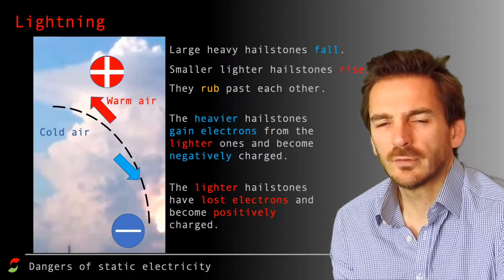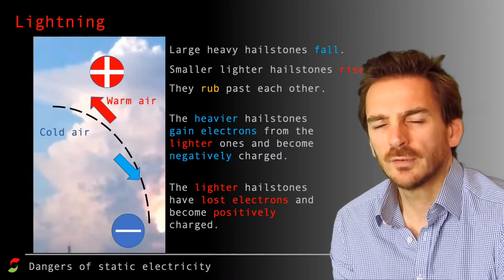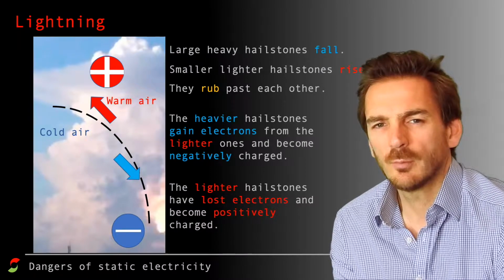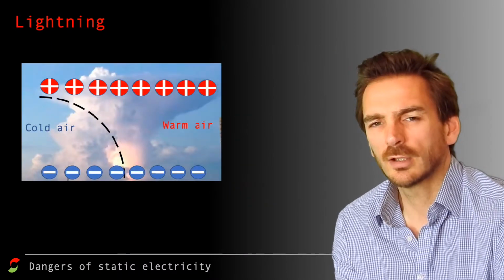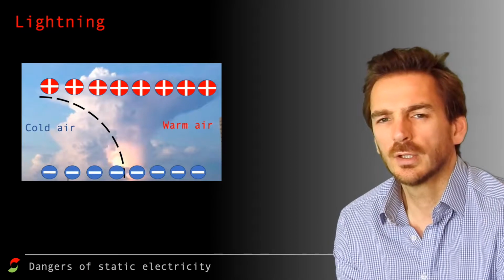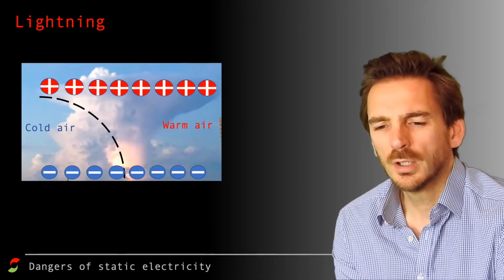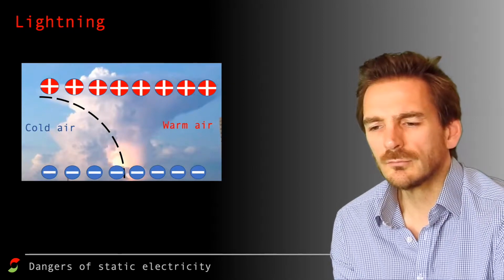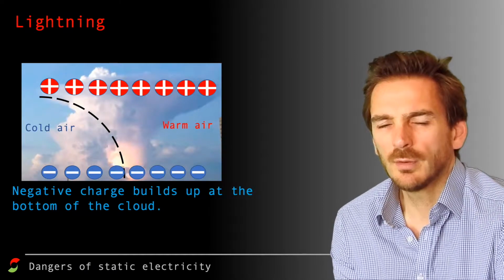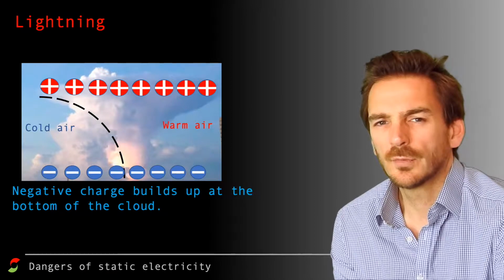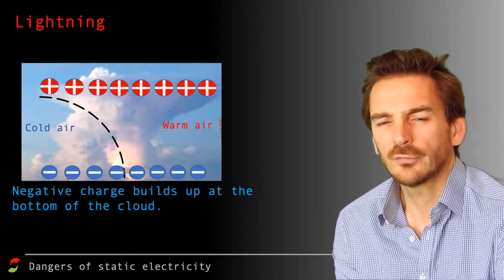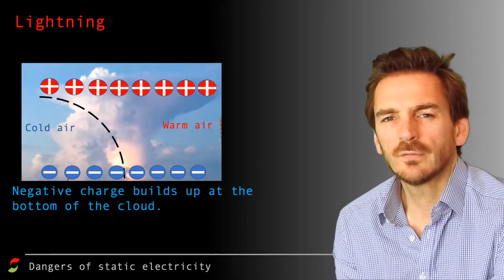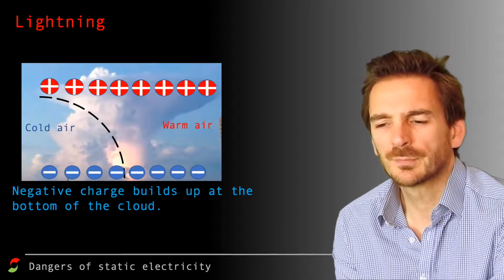What's going to happen is that we're going to end up getting a very, very clear distribution of charge at the bottom and at the top of the cloud. If we take a look at that cloud as a whole, you can see that in this diagram. Over time, negative charge will build up at the bottom, and that will increase the voltage, or something called the potential difference, between it and the Earth.